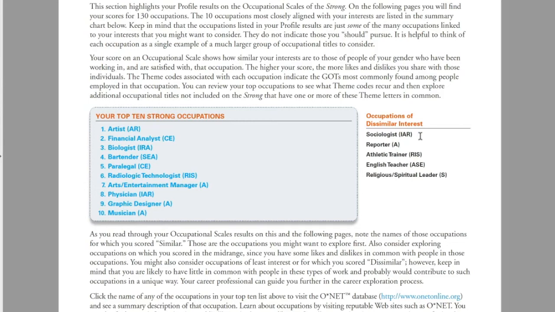Now, remember that the scores don't focus on the tasks of the career, but rather how similar your interests are to those people of the same gender who have been working in and are satisfied with that occupation.